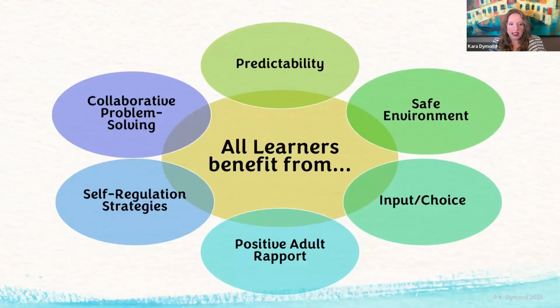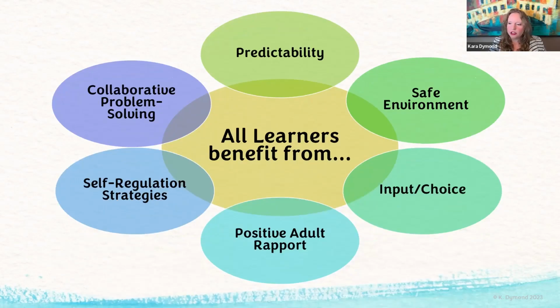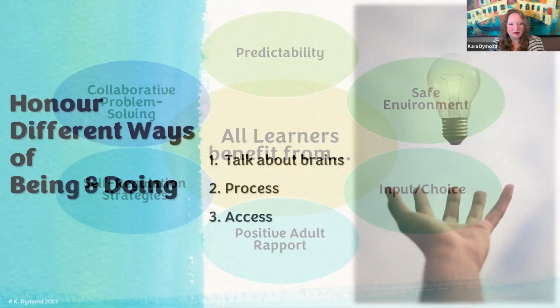So right from the outset, we can design our environment in ways supportive of all learners. So these are the common elements of an environment in which all learners can thrive, as I see it, and from a lot of the research that I've done. Predictability, having that safe environment, input and choice, positive adult rapport, self-regulation strategies, collaborative problem solving. These help everyone in the room. Now, later in this presentation, I'm going to tell you the two most powerful elements that I think are essential in the neurodivergent friendly classroom.